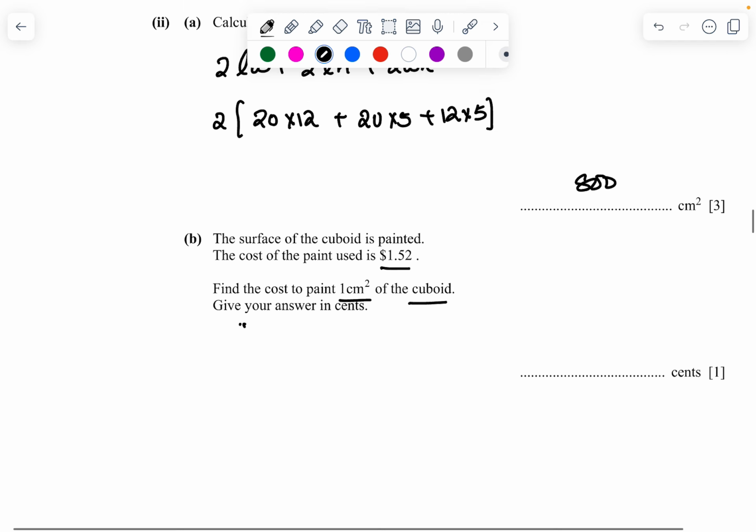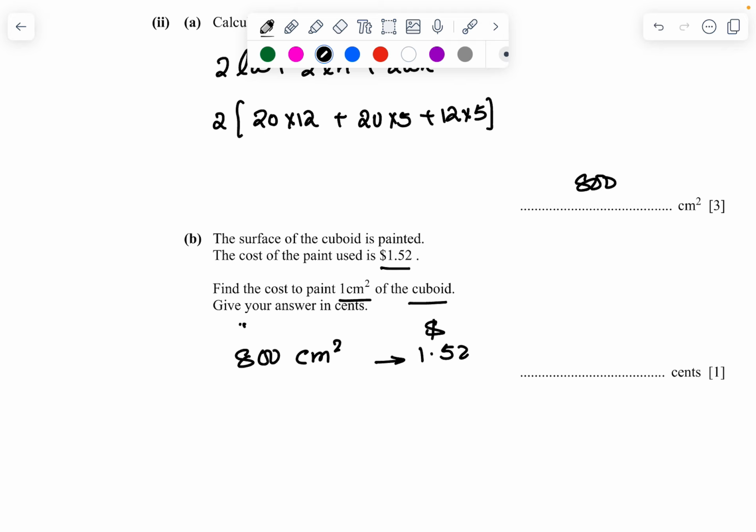So for painting 800 centimeters square, it is $1.52. So for 1 centimeter square, how much is that? It's going to be 1.52 divided by 800. It's going to be 0.19.